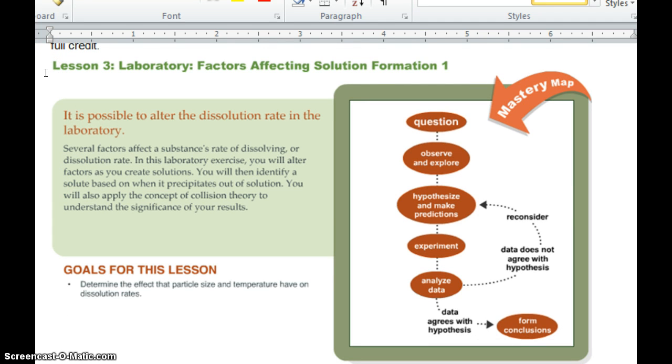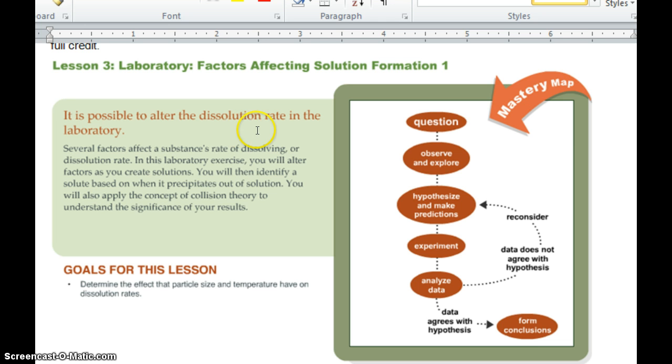Lesson 3 Laboratory, Factors Affecting Solution Formation, or in other words, how do we make solutions? Well, let's stop and remind ourselves what a solution is. A solution is made when a solute dissolves in a solvent, for example, when sugar dissolves in water. It is possible to alter the dissolution rate in the laboratory. What does dissolution mean? It means dissolve. What does rate mean? It means how fast. So dissolution rate means how fast something dissolves.